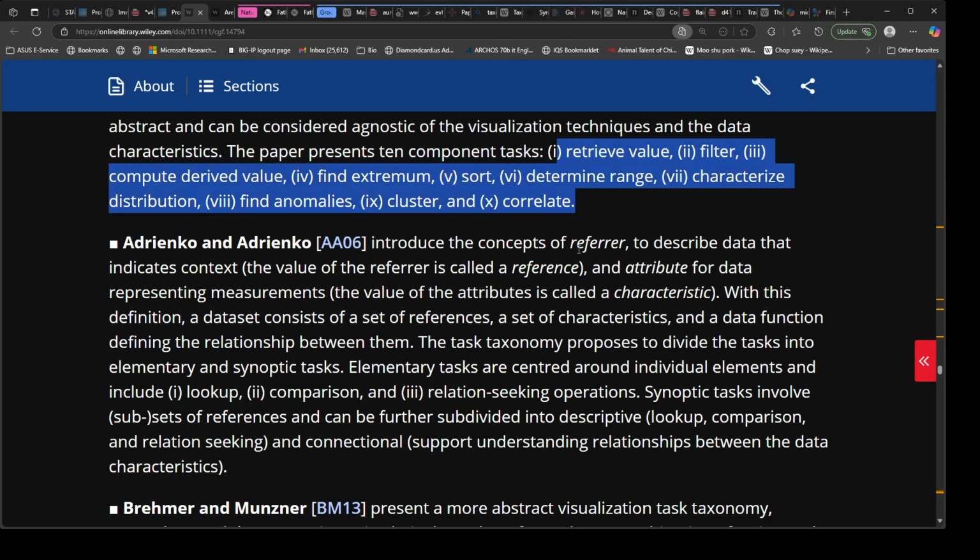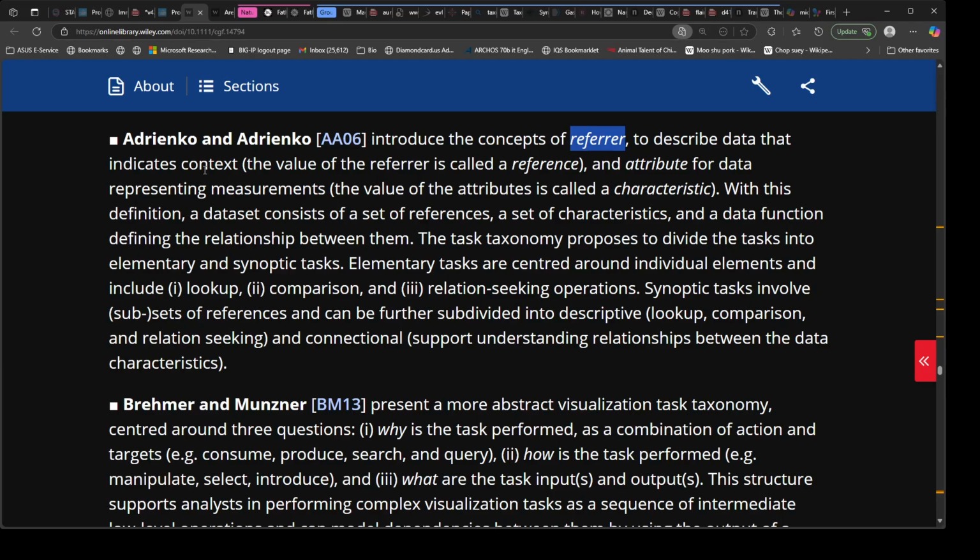To describe data that indicates context, the value of the referrer is called a reference, an attribute for data representing measurements. The value of the attributes is called a characteristic. With this definition, a dataset consists of a set of references, a set of characteristics, and a data function defining the relationship between them. The task taxonomy proposes to divide the tasks into elementary and synoptic tasks. Elementary tasks are centered around individual elements and include 1, lookup, 2, comparison, and 3, relation-seeking operations. Synoptic tasks involve subsets of references and can be further subdivided into descriptive, lookup, comparison, and relation-seeking, and connectional, support understanding relationships between the data characteristics.